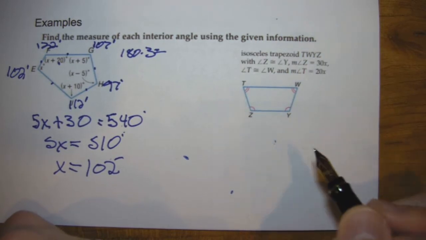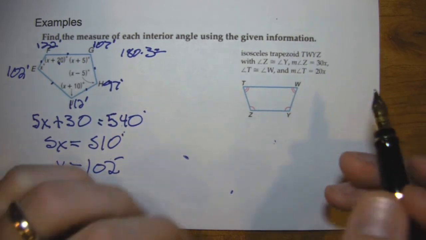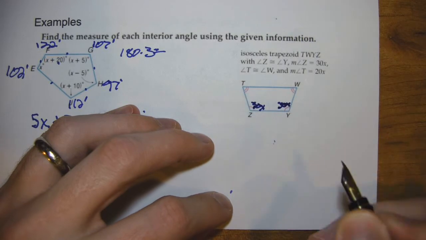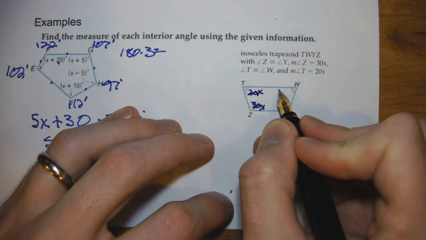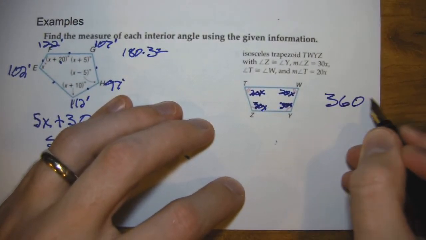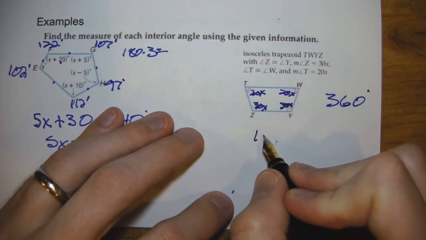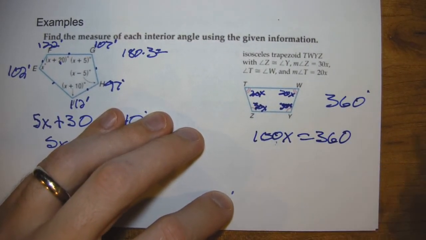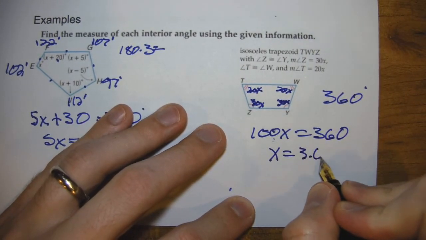Isosceles trapezoid TWYZ with Z and Y being the same, with Z being 30x. So if this is 30x, that means this is also 30x. And then it looks like our other two angles, of course, would be equal, and they are 20x each. There we go. So remember, we've got a quadrilateral here, so that's 360 degrees that we have to work with. So if I add these together, that would be 50 and 50, so that's simply 100x equals 360 degrees. Divide both sides by 100. We get x is equivalent to 3.6.